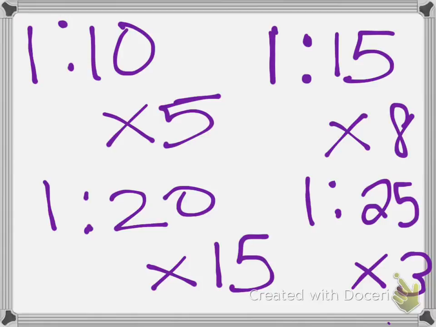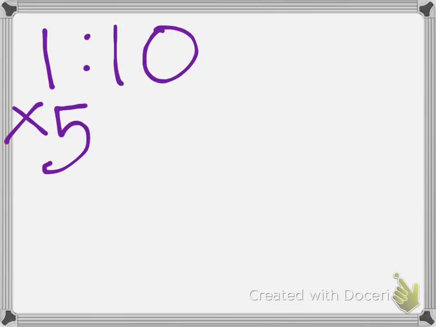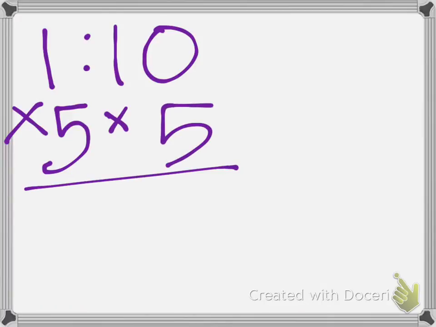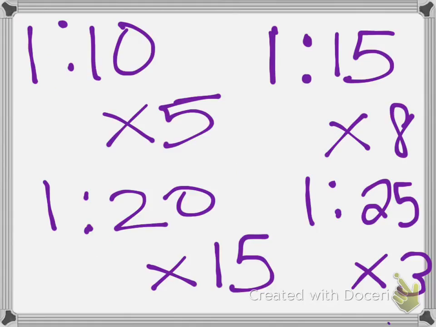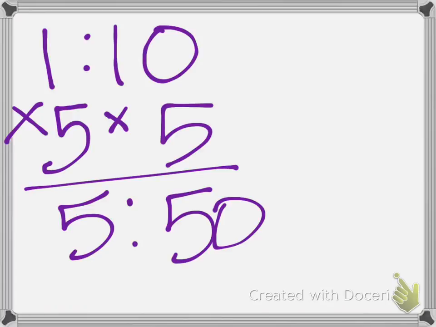Okay, guys, your 30 seconds are up. Let's get right into our examples. Our first problem was 1 is to 10, and we multiply that by 5. As the rule states, whatever we do to the left, we must also do to the right. So 1 times 5 is 5, and 10 times 5 is 50.